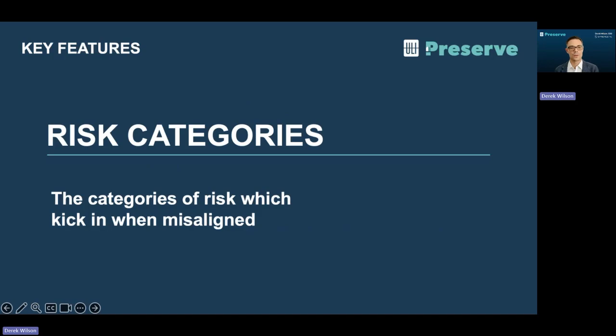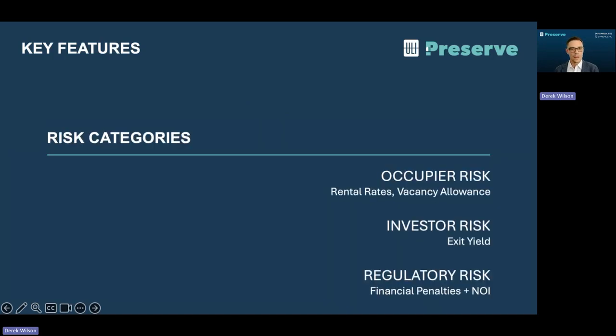So these are the categories of risk which kick in when the asset becomes misaligned. There are 3 broad risk categories that get triggered when the asset is misaligned. The first is occupier risk. So this relates to occupier expectations and demands relating to net zero. And depending on the scenario you select, that will impact on rental rates and vacancy allowance.